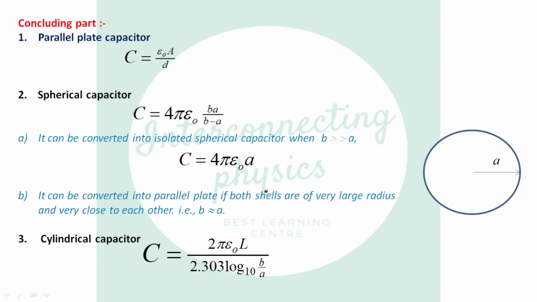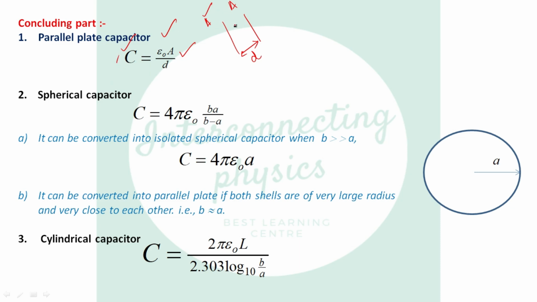Now, let us see the concluding part. In the last video, we did the capacitance of the parallel plate capacitor and it was C equal to epsilon naught A divided by D. A was the area of both the plates, which was same, and D is the distance between the two plates. If the distance between two plates is small, the capacitance of the parallel plate capacitor is large, and if the area is large, then capacitance is also large.